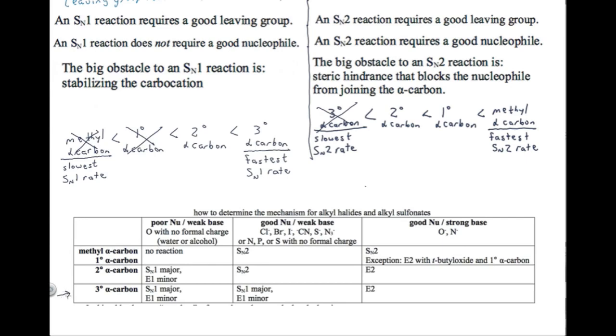Question, why are there no SN2 reactions in the bottom row? I hope you're answering each question. Answer, because the bottom row is for tertiary alpha carbons. SN2 is impossible for tertiary alpha carbons because there's too much steric hindrance. No SN2 reactions in the bottom row because tertiary alpha carbons have too much steric hindrance for an SN2 reaction.